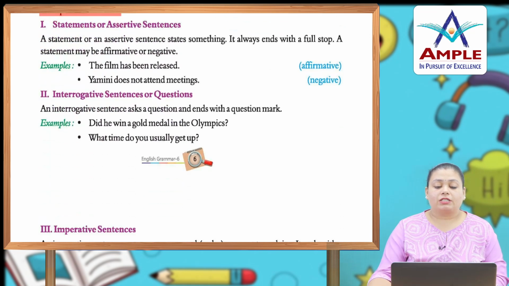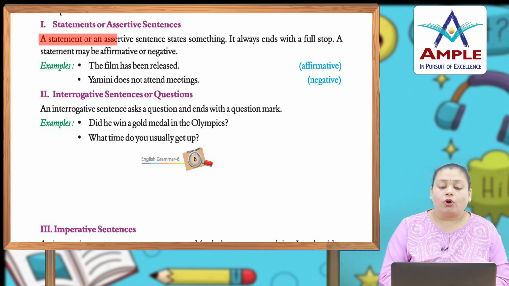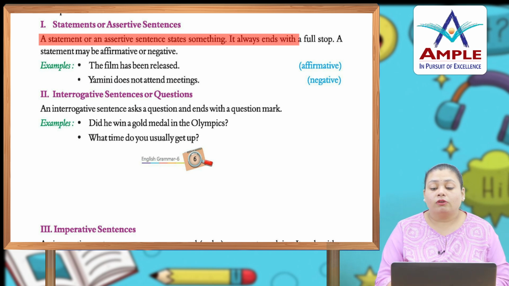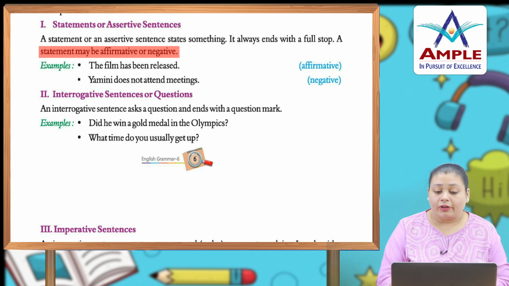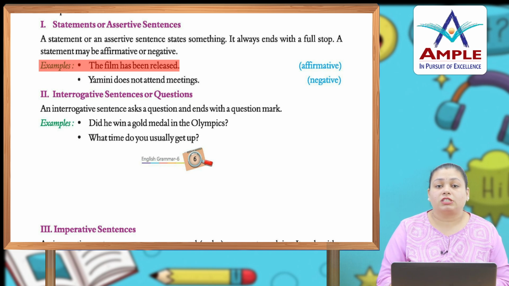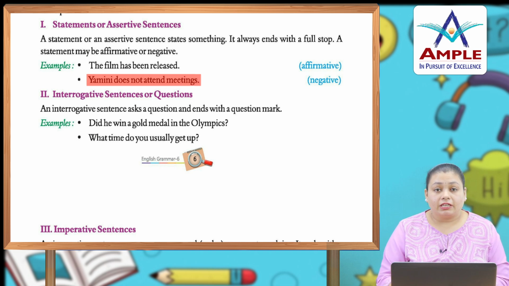Okay, now let's start with number one, statement or assertive sentence. A statement or an assertive sentence states something, means saying something. It always ends with a full stop. A statement may be affirmative or negative as well. Okay, so the example: the film has been released. It's an affirmative sentence. It gives you a statement, it gives you information. Yamini does not attend meetings. It's a negative sentence and it's also giving you information as well.